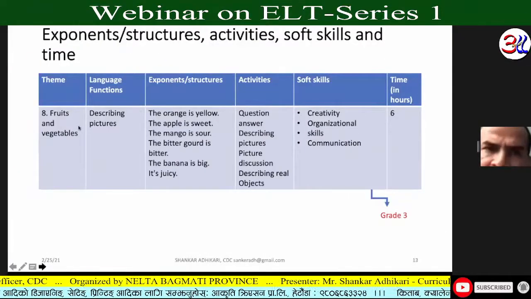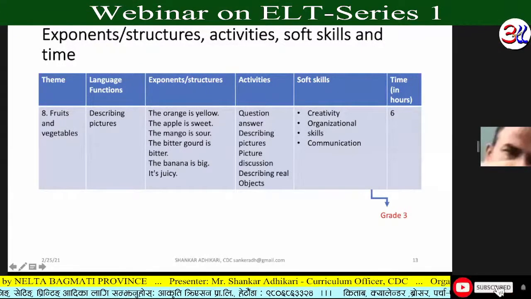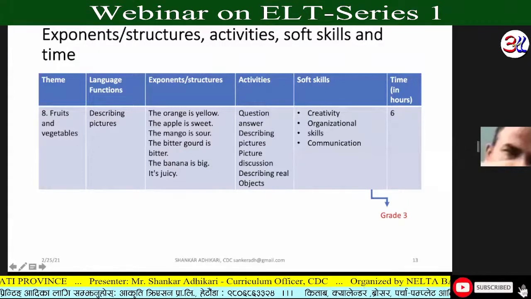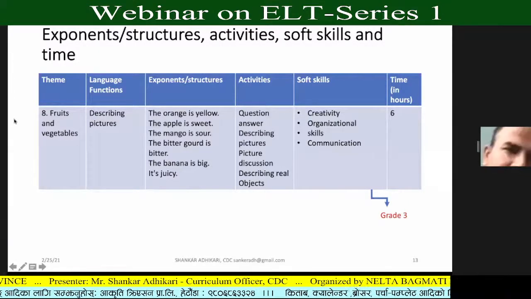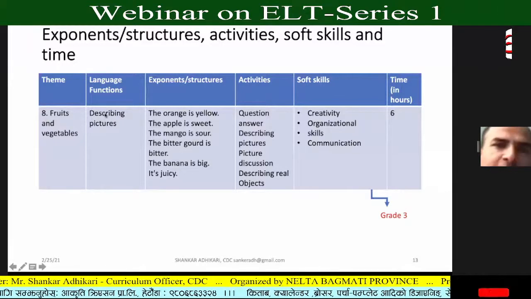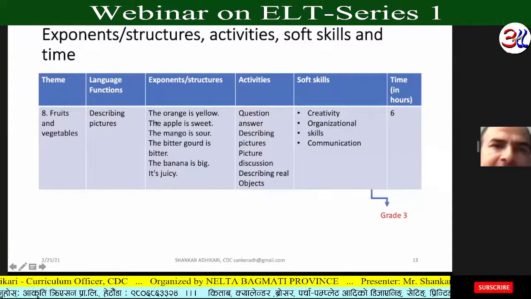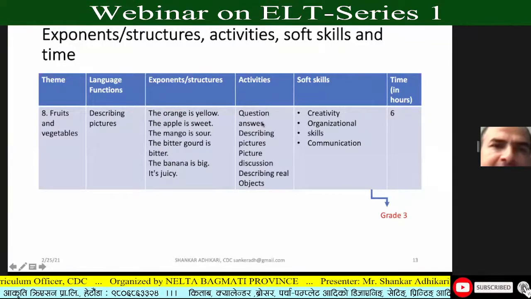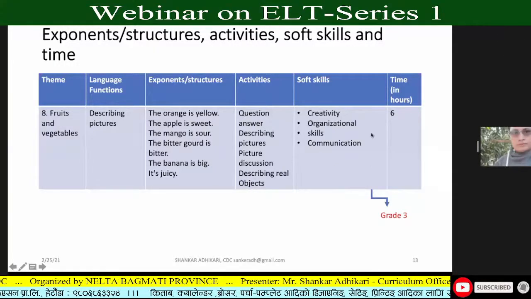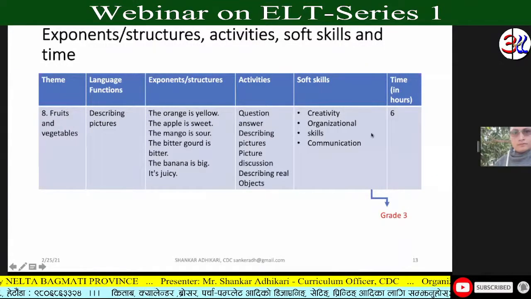This is the explanation of the theme. One example is given here, for example, fruits from grade 3. Describing pictures can be taught through these structures, and the activities can be like this, and we'll try to develop the soft skills like this in that particular theme.